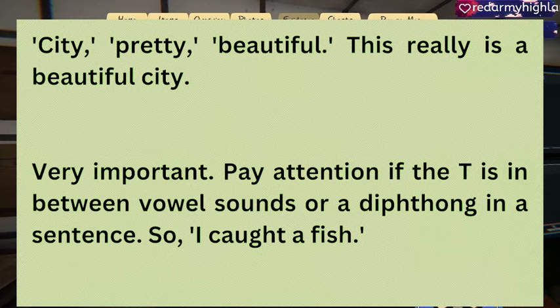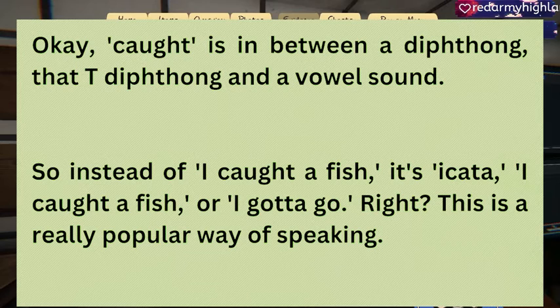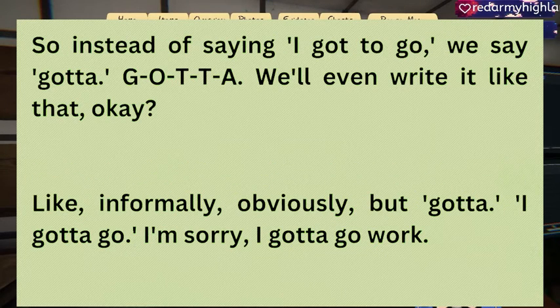So, I caught a fish. Okay. Caught is in between a diphthong, that T diphthong, and a vowel sound. So instead of I caught a fish, it's ikata. I caught a fish. Or I gotta go. Right? This is a really popular way of speaking. So instead of saying I gotta go, we say gotta. We'll even write it like that, okay? Like informally, obviously, but gotta. I gotta go. I'm sorry, I gotta go work.